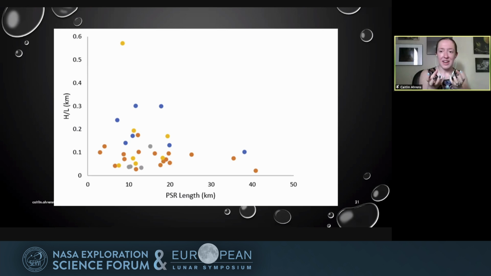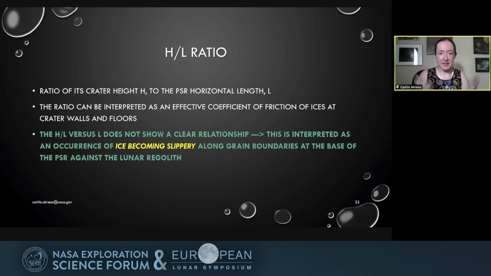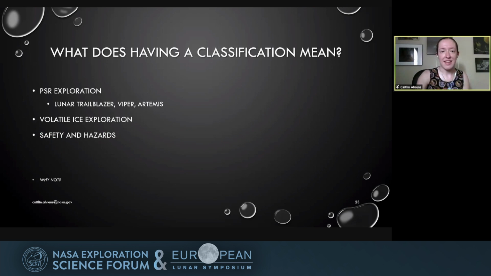What this means is that the grain boundary at the crater wall or the floor is actually affecting how it's being accumulated. In which case, the PSR itself is actually not homogeneous. It's not just a water ice cube or anything. It's very crystallized. Yes, so that's pretty much what I just said there.